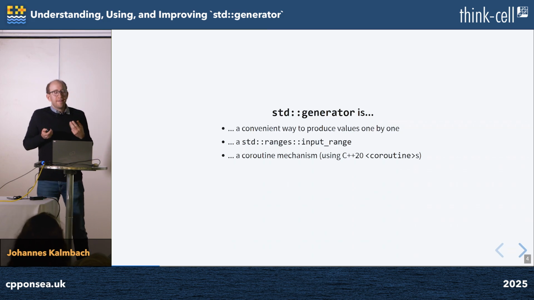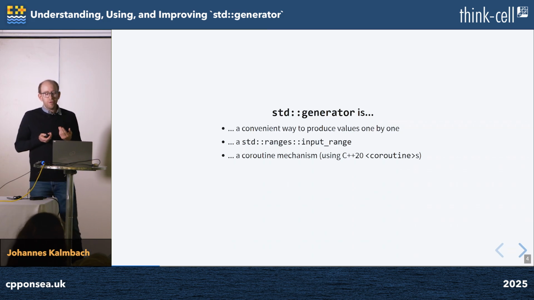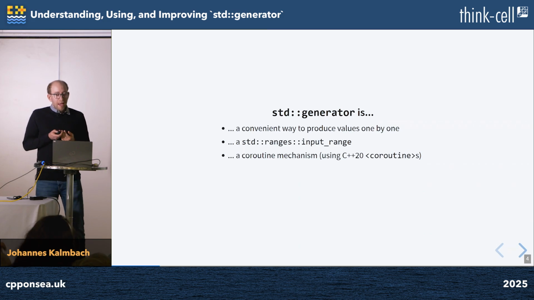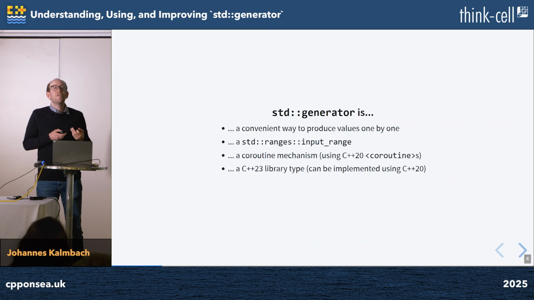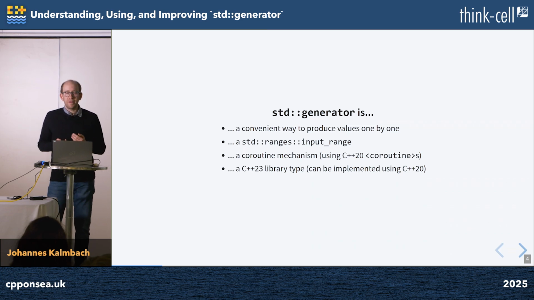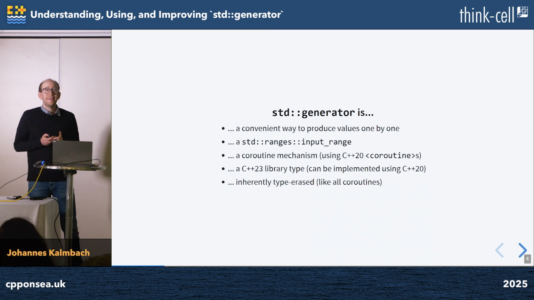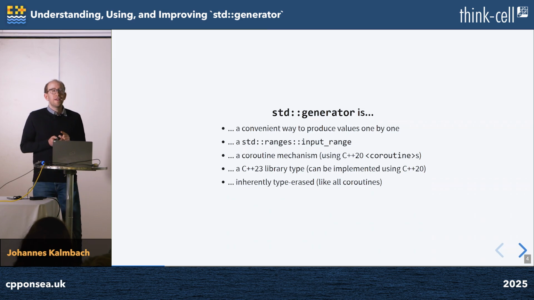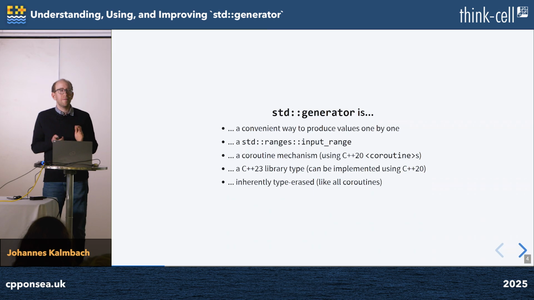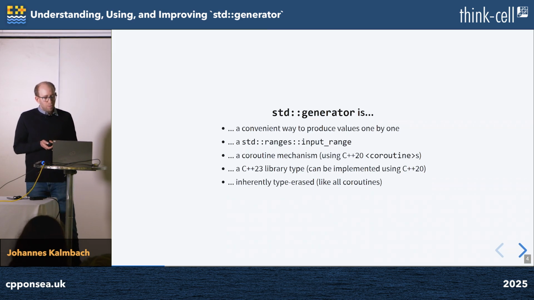And technically it's something with coroutines, so it's built on C++20 coroutines. And in C++23, it is a library type, so if you have C++20, you can use something like this using your own library, or a third-party library, and in C++23, you can just pull it from the standard library via a simple include. And this last point is something that we will dive into in the next slide a little bit more. std::generator, like in principle all coroutines, is type erased, and this will have some implications on various levels, which we'll see.